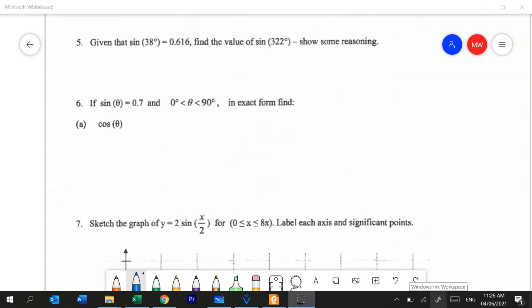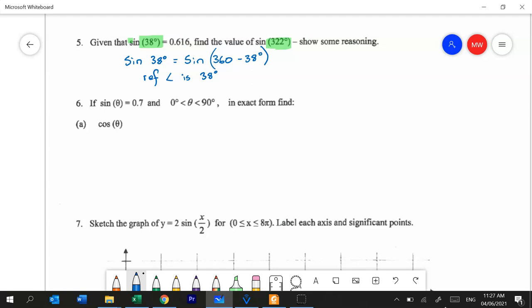Question 5 looks a bit nasty, but it's really quite easy. What we need to do is just think about this angle here relative to this angle here. If you have a close look, you'll realize that sine 38 degrees is really the same as sine 360 minus 38 degrees. So we can actually use a reference angle, just like we've been doing in the previous questions, of 38 degrees.